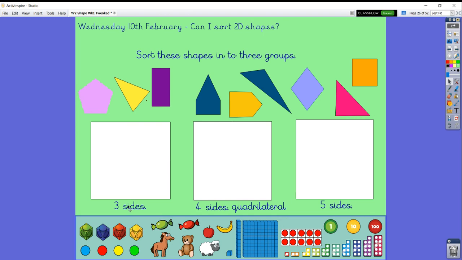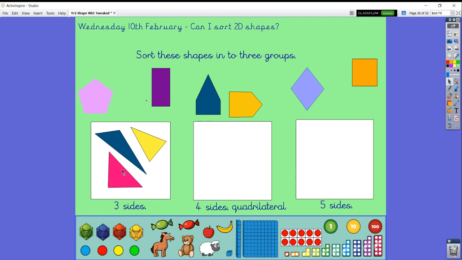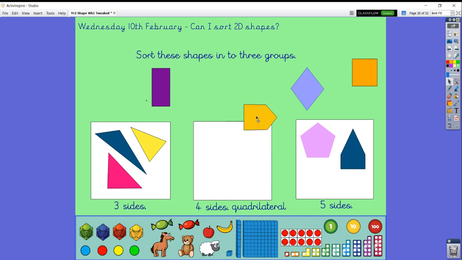Brilliant. So, well done. From our last slide, we remember that 3-sided shapes we can call our triangles. So let's grab all of our triangles. Okay, so are there any more triangles? No. And we also did our 5-sided shape. What did we call our 5-sided shape? We called it our pentagon. So there's a pentagon there, and that one was on our last slide. And so was that one. So we've got our pentagons.